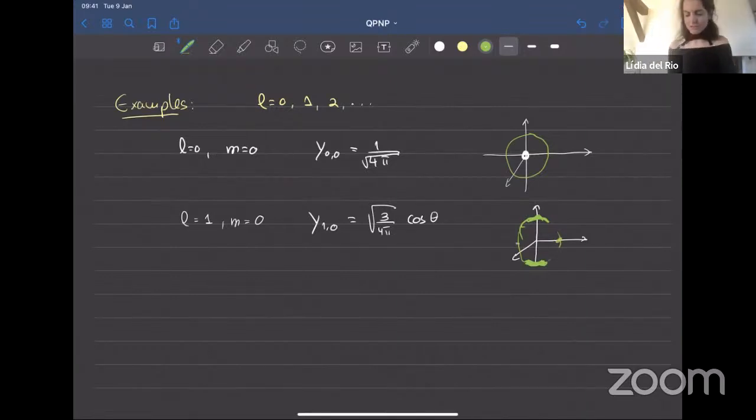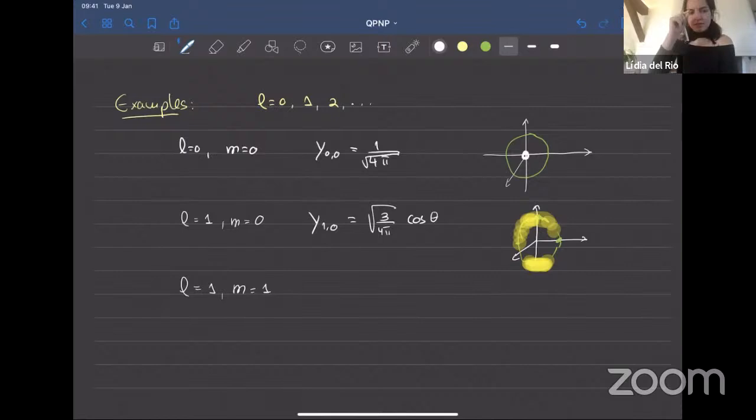So this is a terrible drawing, but you can imagine the wave function being very big here, and then it decreases with the angle. Again, this is easy to write in spherical coordinates. It would be very hard to write in Cartesian coordinates. And then the next case is m equals one.